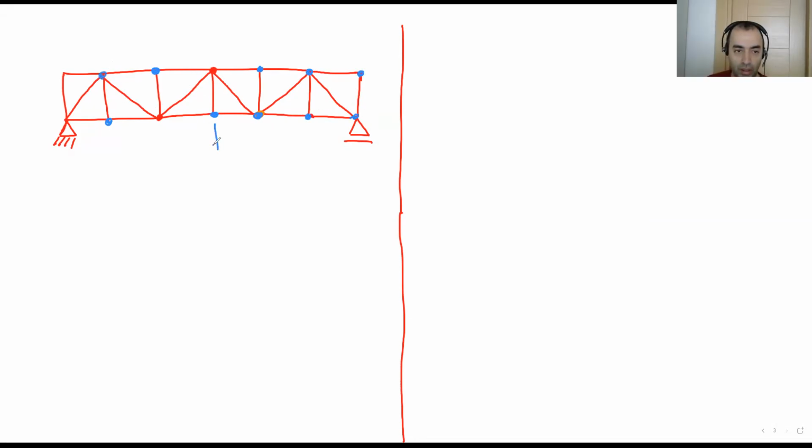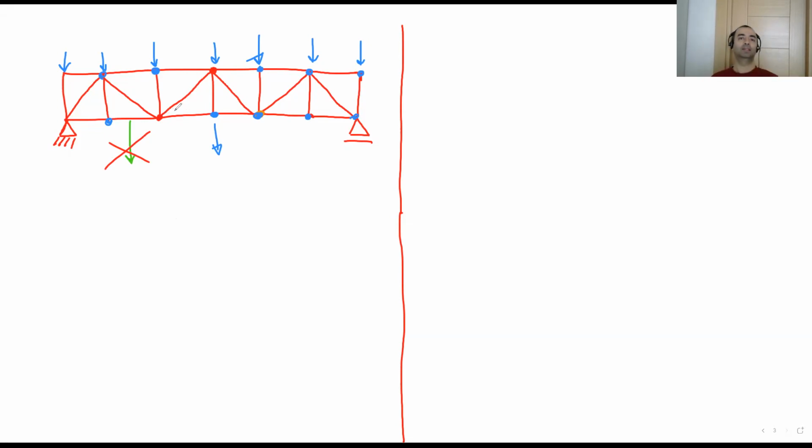You can put a load here. You can apply any load here, here, here, whatever. We don't apply any load to these members at the midpoint of these members. We only add our loads to these joints. Okay, this is the rule.